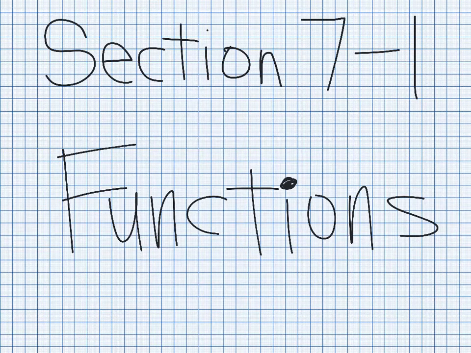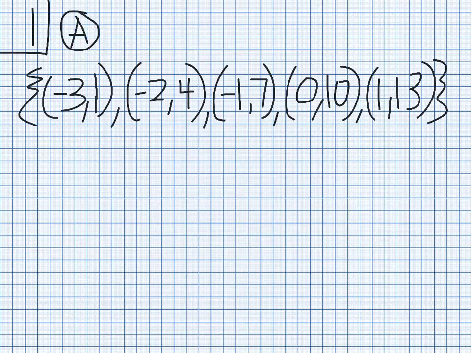All right, section 7-1, functions. All right, example 1 says determine whether each relation is a function, and you are to explain. So here's A. This is a confusing topic, so we're going to try to explain this a multitude of ways.